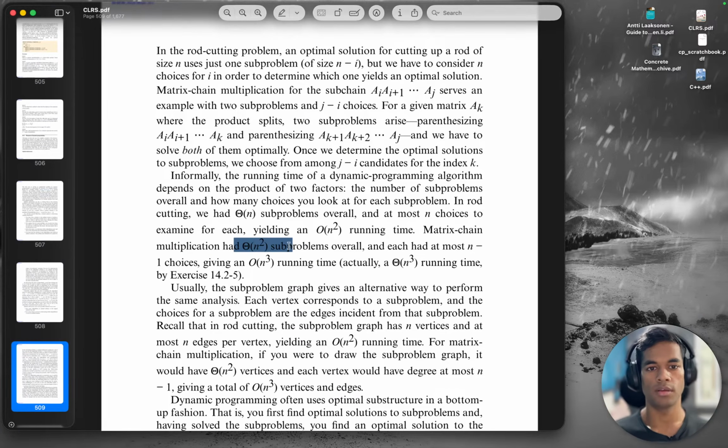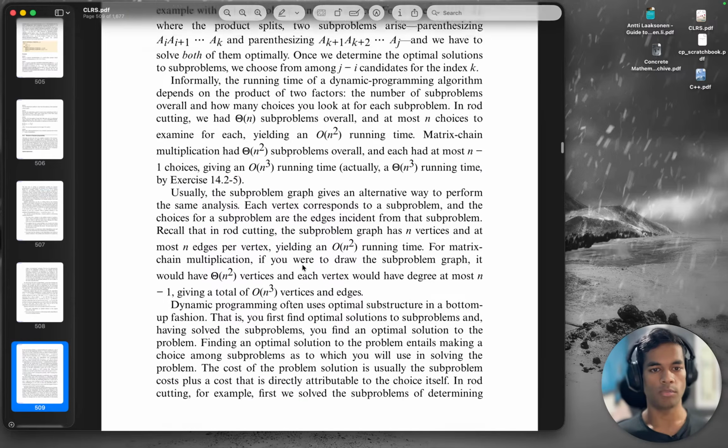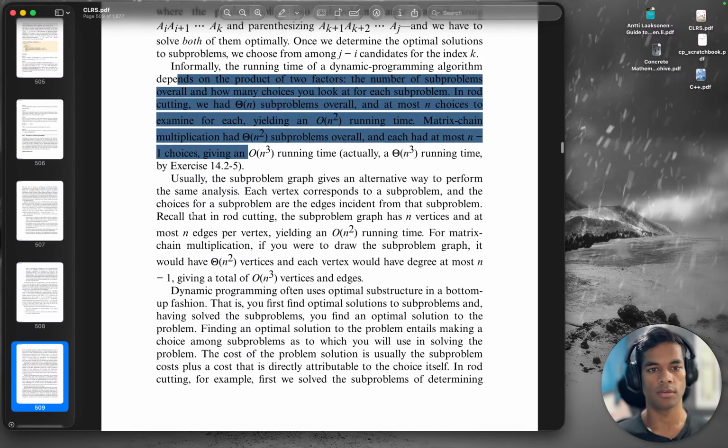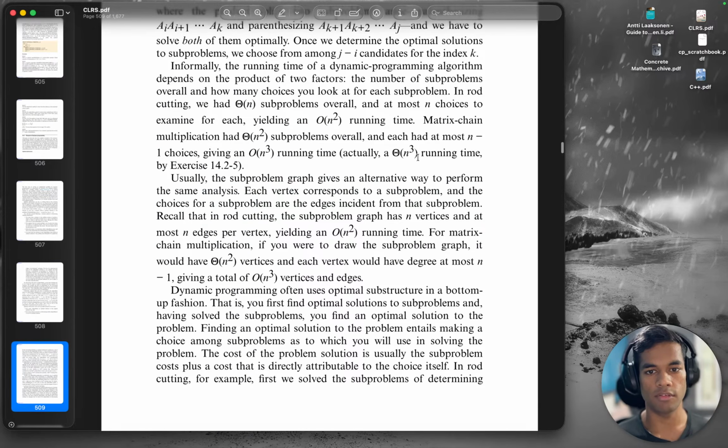Matrix chain multiplication had n square subproblems overall, and each had at most n choices, giving an O of n cube running time. Actually, average, not worst case, but, no, I guess this is the best case, omega. Running time by exercise 14.25. Usually the subproblem graph gives an alternative way to perform the same analysis. Yes, we could also do the analysis using the subproblem graph method.